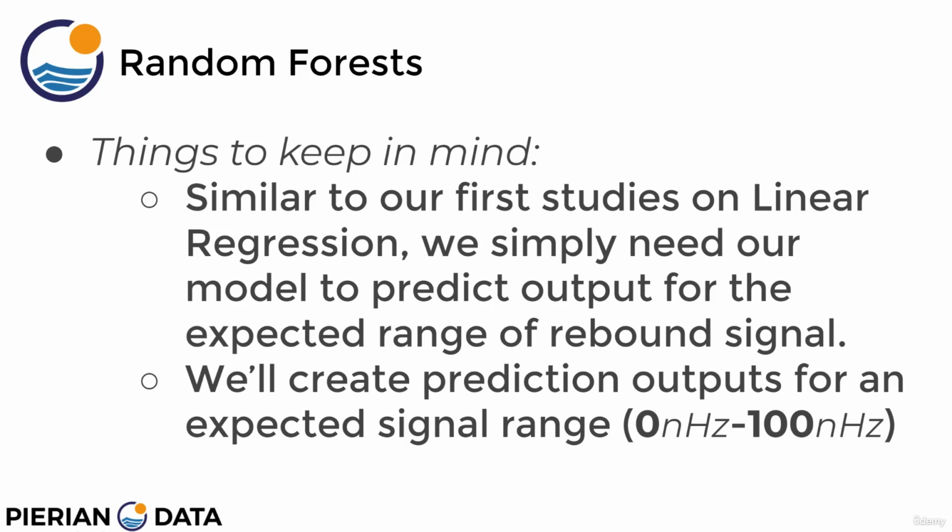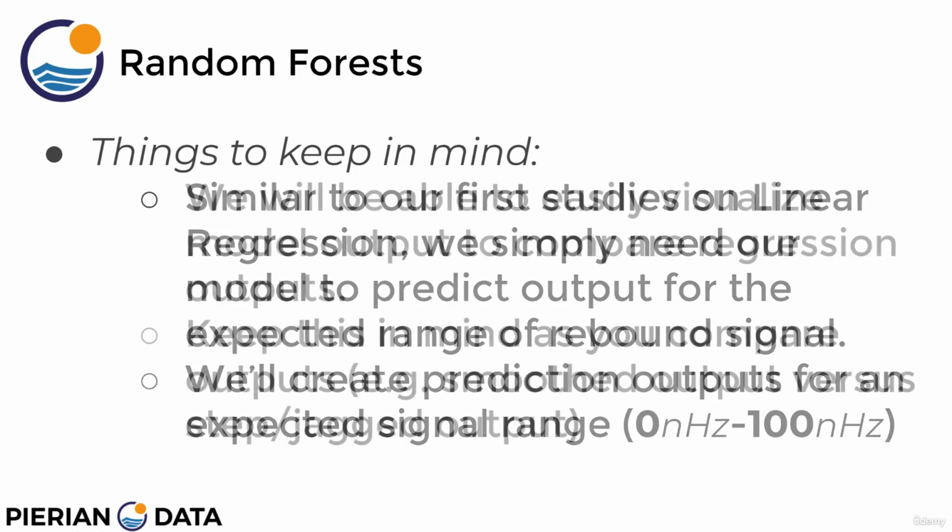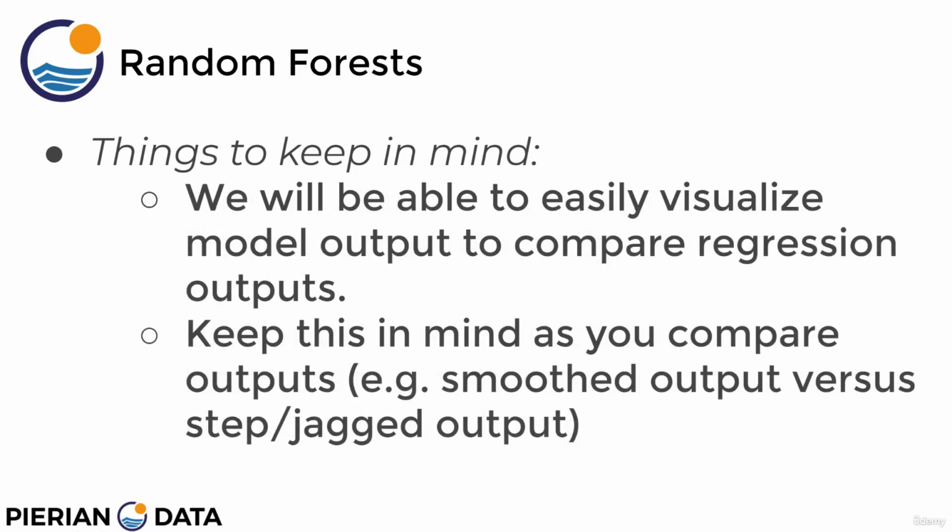So essentially what we're going to do, instead of focusing too much on something like a train test split, instead we'll be creating prediction outputs for an expected signal range, 0 nanohertz to 100 nanohertz. And that way we're going to be able to easily visualize model output to compare to the regression outputs that the data points in the lab gave us. So just keep this in mind as you compare outputs. You'll notice some models are able to produce smooth curves versus some models having that step or jagged output.